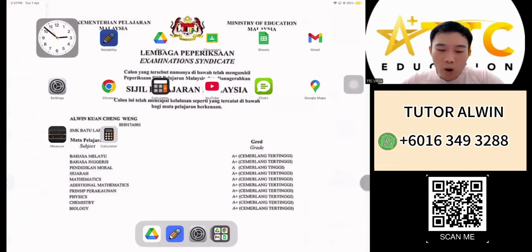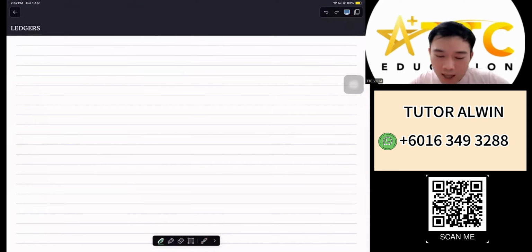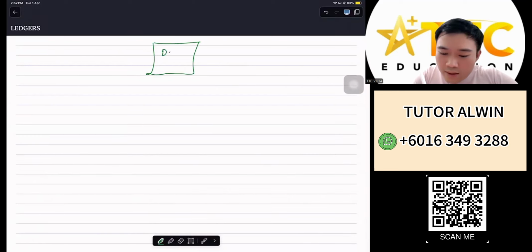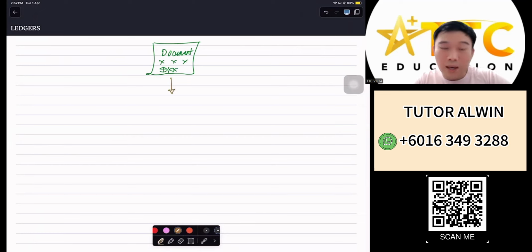So what we're going to look for today is ledgers. Now, we all know our accounting steps start with a piece of paper known as our business document. You see all the details, who sent to who, and how much it costs. And when you receive a business document, you will record it into your first line of bookkeeping, known as our books of prime entry.